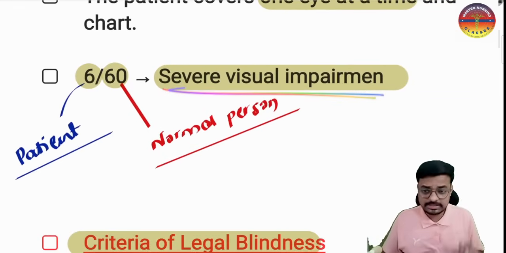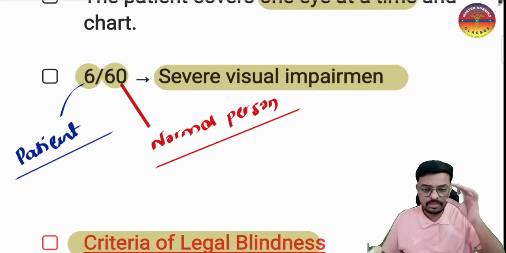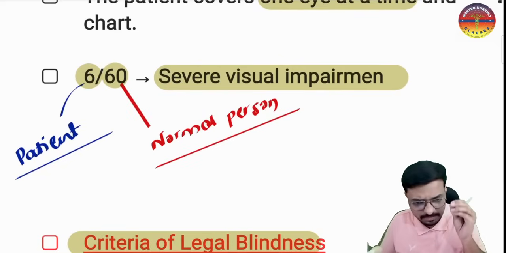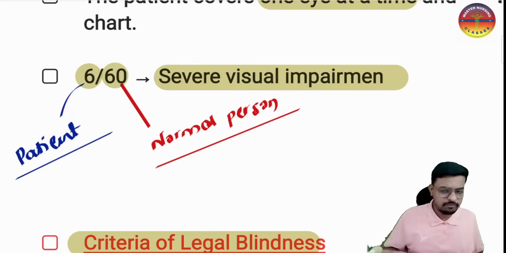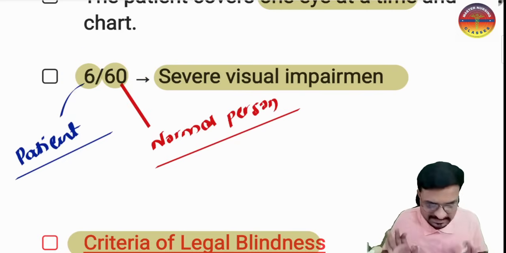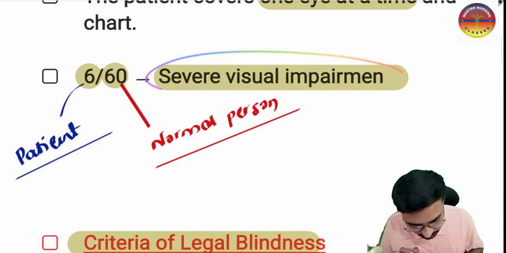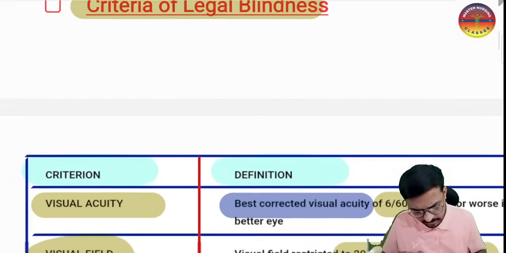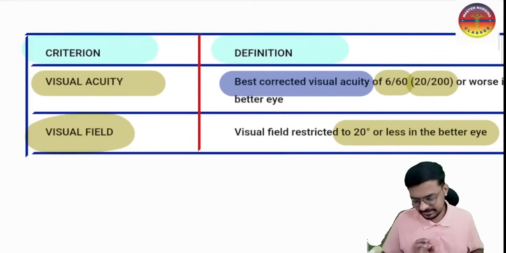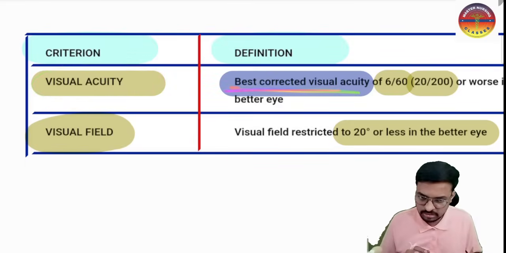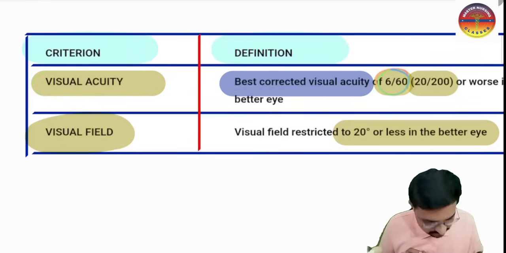Okay, so this is even after the corrective lenses. We have given the glasses, we have given the contact lenses, and we have given the best surgical treatment. Even after that, if the visual acuity is coming 6 out of 60, this is severe visual impairment, what I can say. Are you getting? Yes, sir. The criteria of legal blindness we discussed: visual acuity even after the best correction is 6 out of 60, or 20 out of 200.